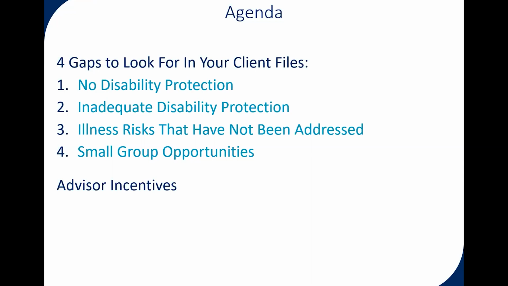Number 3 is illness risks that have not been addressed. That could be your disability illness risk that hasn't been added to the plan, or a critical illness situation where you've got a decline from your traditional carrier. We have a solution for you on a guaranteed issue process to make sure that your client is covered for CI and you've got that fence wrapped around your client.